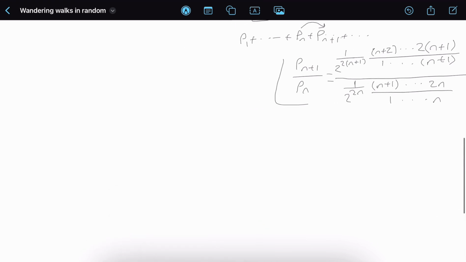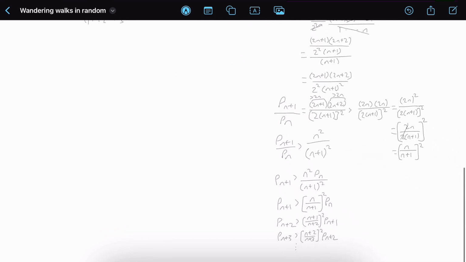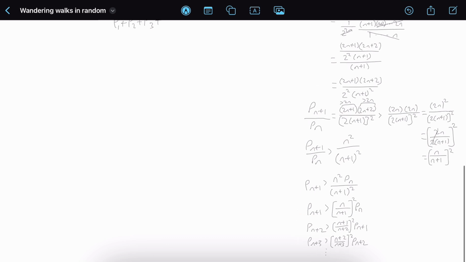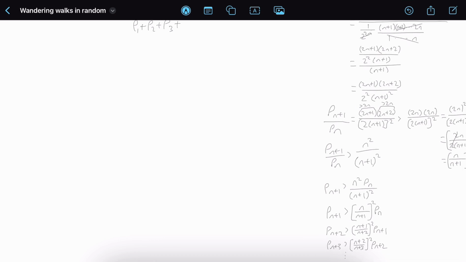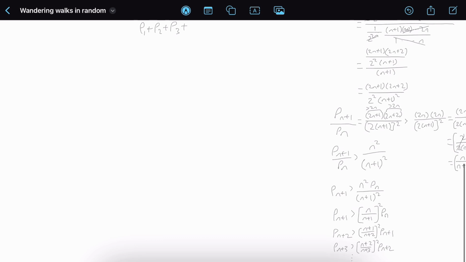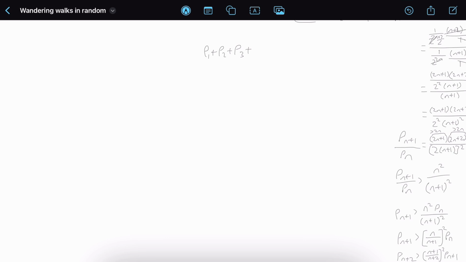What we want to sum is just p sub 1 plus p sub 2 plus p sub 3 and so on. Using the relationship that we have just derived, the next term is greater than some factor smaller than 1, squared, times the previous term. Then we can substitute 1 into n, and we get that p sub 2 is greater than the square times p sub 1.